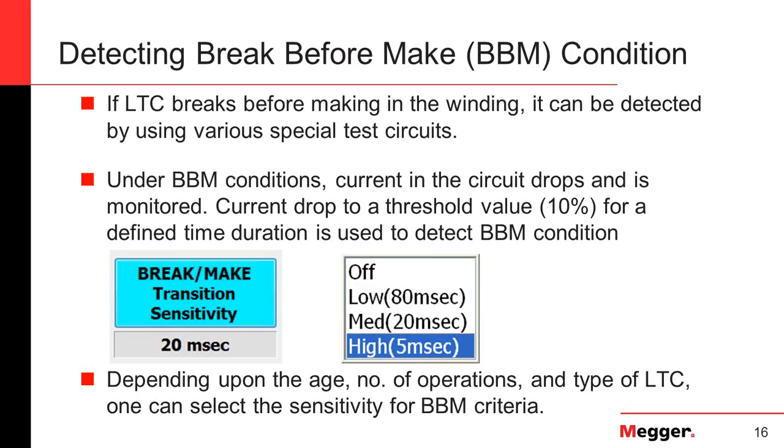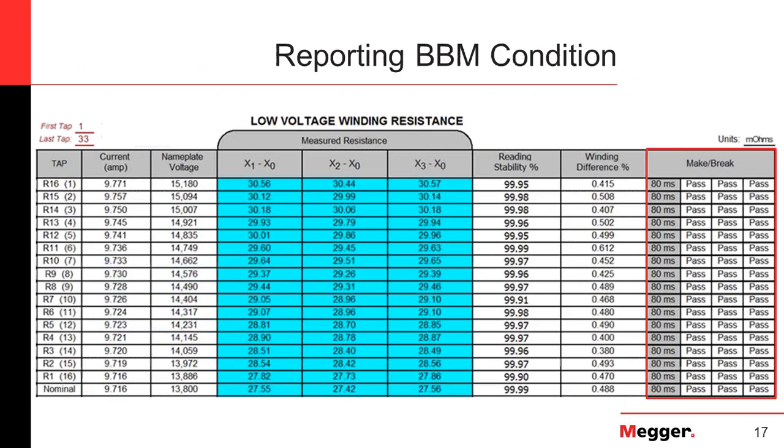Once you've done all of this, and in this case they set the medium one, you can see where the make does pass. And so this particular transformer did meet all of the requirements for break before make.